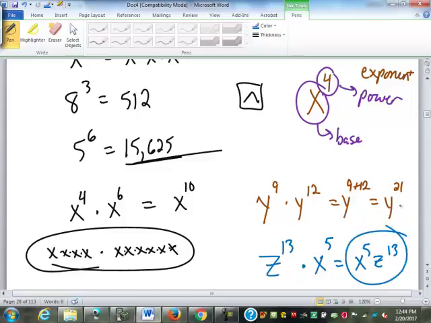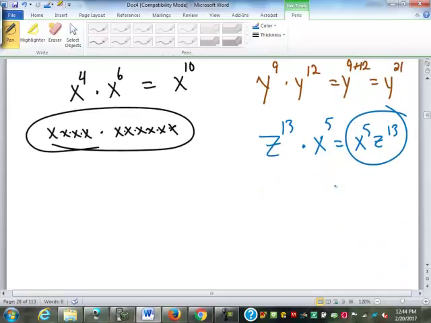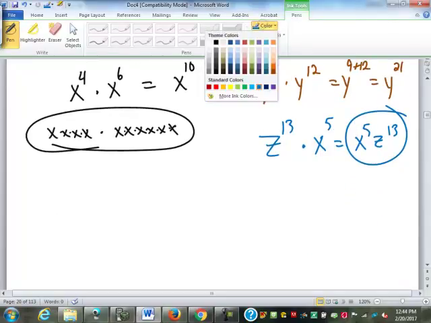Why didn't I add the powers? They have different bases. Remember, we said they have to have the same base to add the powers. So we can only combine the powers if they have the same base.